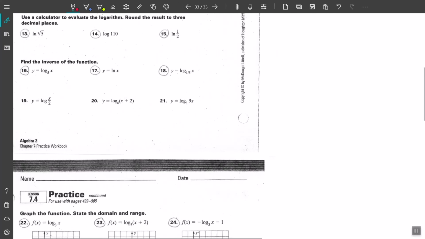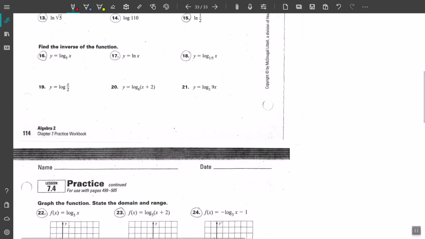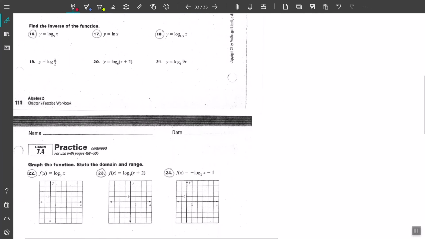All right, so with these logarithmic functions, just like in all of the other functions that we've done, you can find the inverse of the function by swapping the x and the y variables. So if we were to do that on number 16, that would look like this for your first line. So this is not tricky at all. We're just keeping everything the same except swapping x and y.